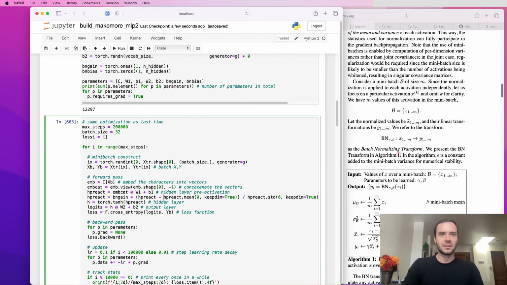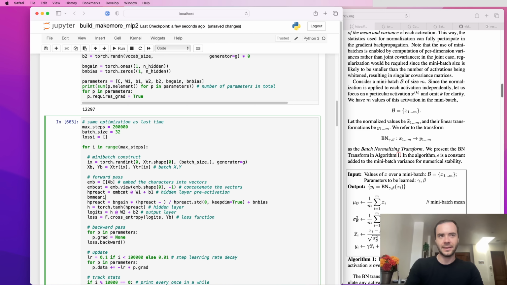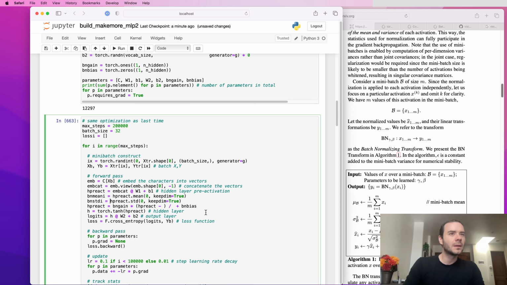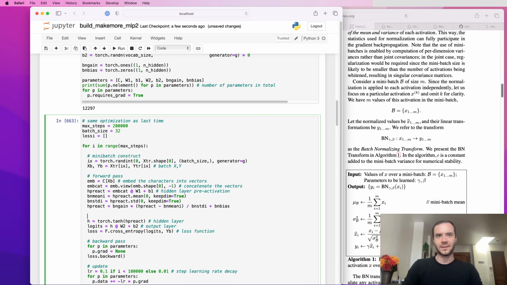Let me basically take the mean here that we are estimating on the batch, and let me call this bnmeani on the ith iteration. And then here, this is bnstdi. And the mean comes here, and the std comes here. So far I've done nothing. I've just moved things around and created these extra variables for the mean and standard deviation, and I've put them here. So far nothing has changed.